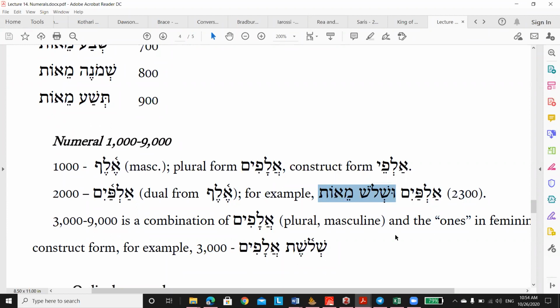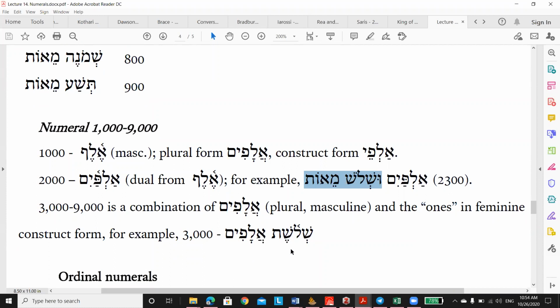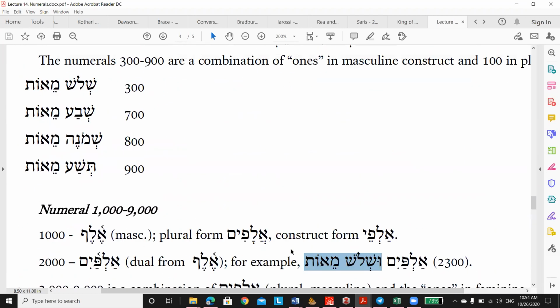And if we want to make from 3000 and more, we just need to combine ones and Elafim, and also they should be of the opposite gender. So for example, Shelosha Alafim or Sheloshet Alafim for 3000. Yes. And now ordinal numerals. Do you have any questions about that?